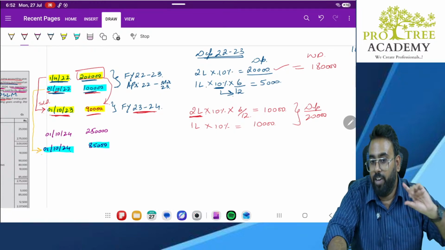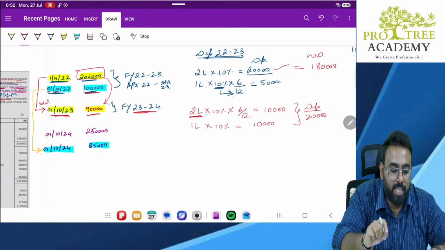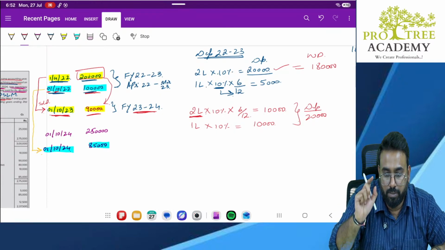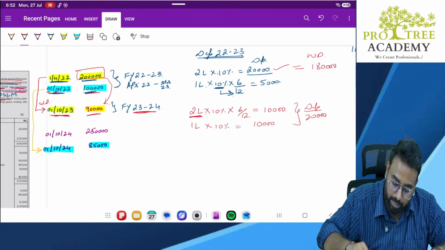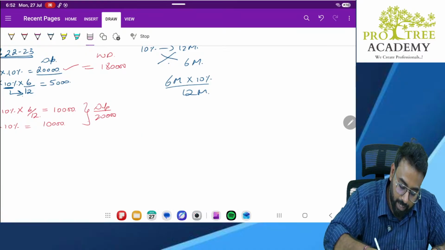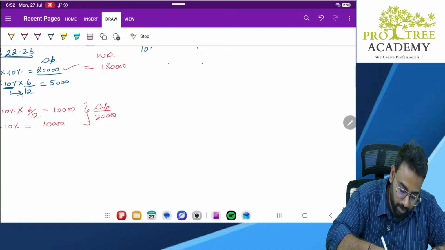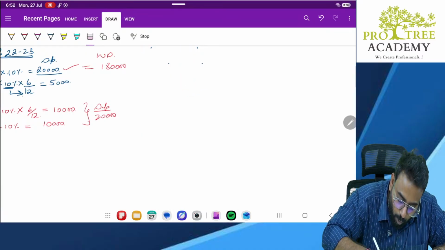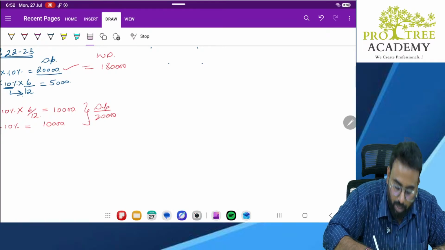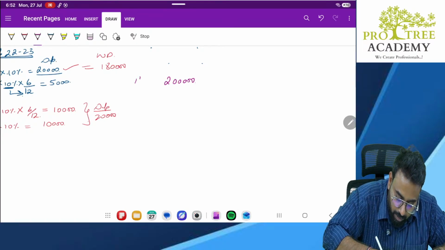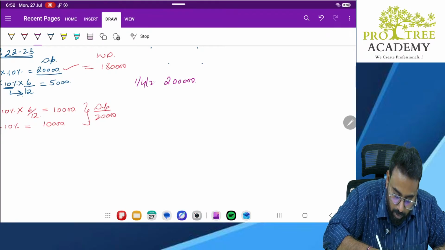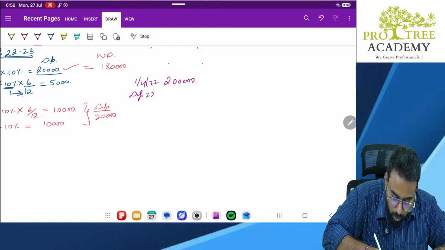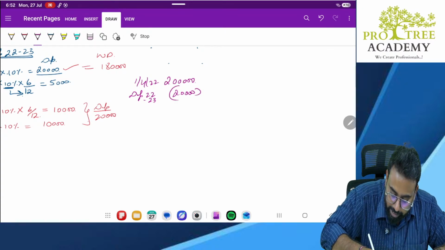Now let's find out this machinery was sold for how much? 90,000. Whenever we sell a machinery, we will always calculate profit or loss on sale of that machinery. Correct? Profit or loss on sale of that particular machinery. So let's calculate how much profit or loss we have made. Okay. So we bought the machinery at what value? 2 lakh. When did we buy? On 1st April 2022. Depreciation for 22-23, how much was it? 20,000. What is the WDV? 1.8 lakh.